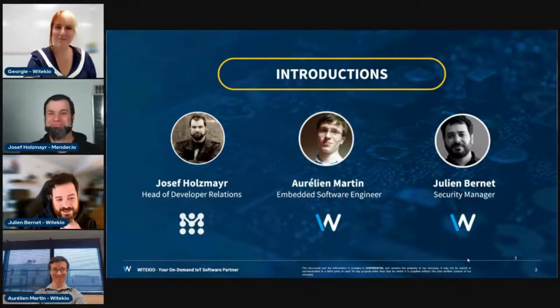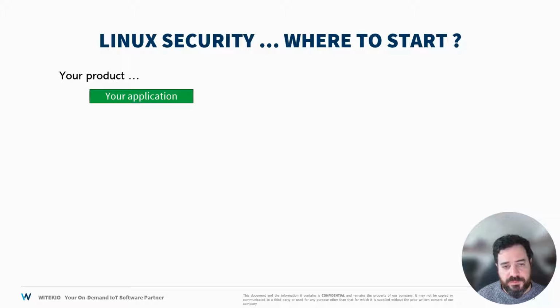So I will start speaking actually. So where to start in order to have a secure product? Since your product is running on Linux, then essentially at its core, it's an application that has been contributed by you as developer, and the application provides the main functionality of the product. This application is relying on several other software components, third-party software and libraries, in order to provide this functionality.